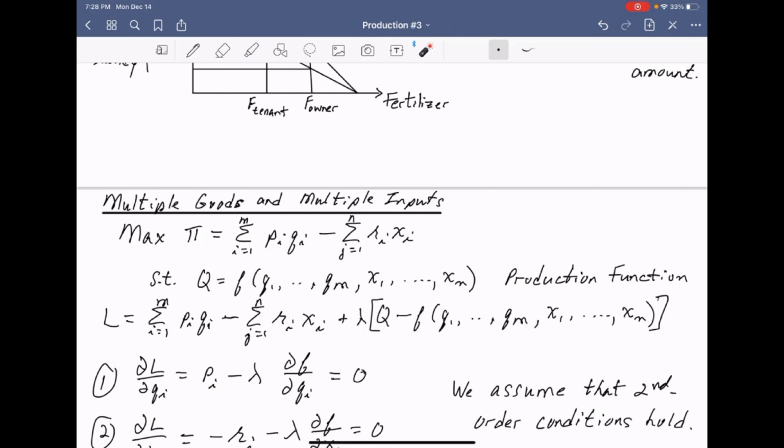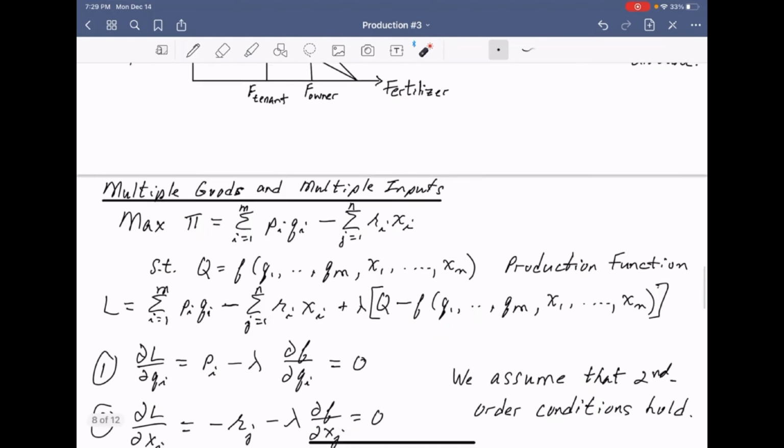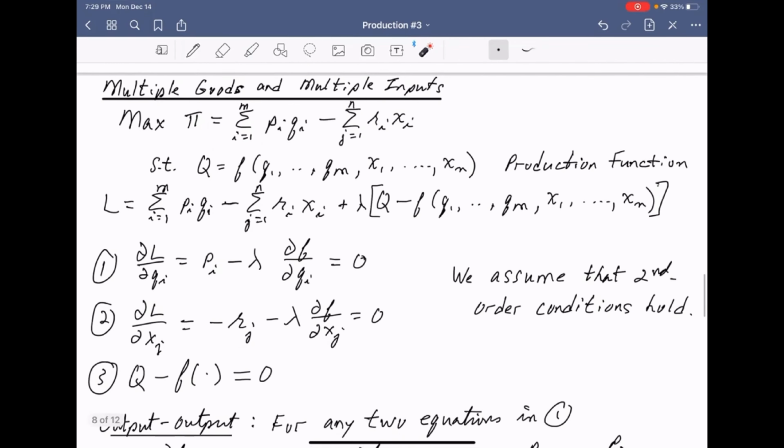So we form this Lagrangian where we put in the objective function as before, and we have lambda, the Lagrange multiplier, times the constraint. So we first take the Lagrangian and differentiate it with respect to one of the outputs, Qi, and we get this result: Pi minus lambda times the marginal product of Qi. Well, that doesn't make any sense. It's not the marginal product, it's just the partial of f with respect to Qi. And we set that equal to 0.